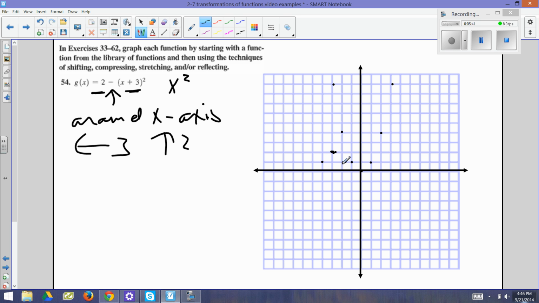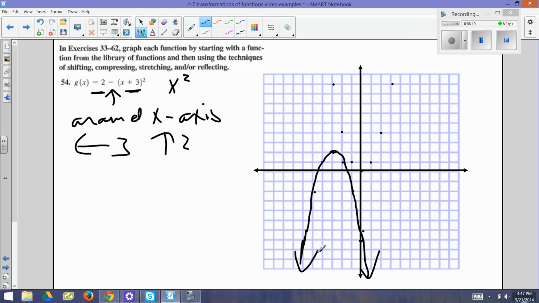There's that, 2, 4, 3, 5, 6, 7, 8, 9, whoops, sorry, 9. There, not up there. Like that. And right there. So it looks something like this right here. That's what the new parabola looks like.